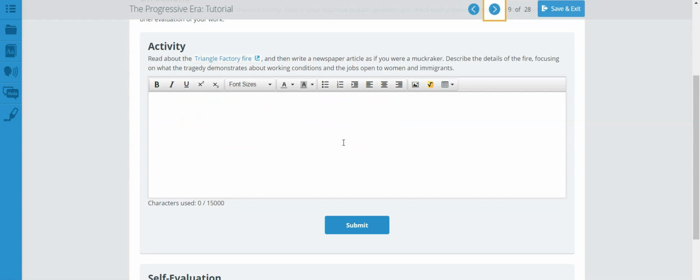I would highly encourage you to do more than that, but at least 2 paragraphs should be enough for this particular activity. Let's move on.